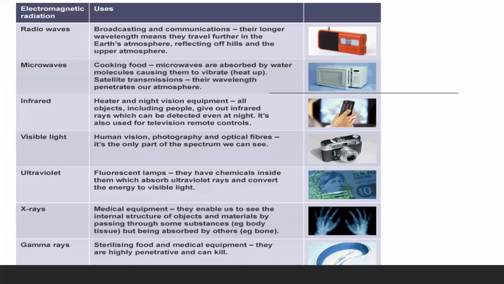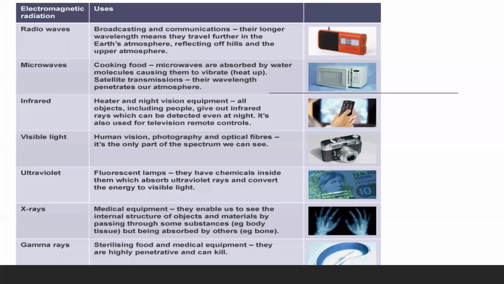Then we have ultraviolet rays. Ultraviolet rays are used in fluorescent lamps. What is a fluorescent lamp? They have chemicals inside them which absorb ultraviolet rays and convert the energy to visible light. Have you seen certain balls which, if you hold them for some time in daylight and then go to a dark place, still shine? Have you seen such things?